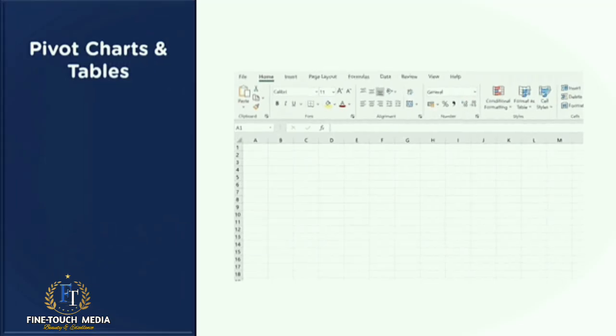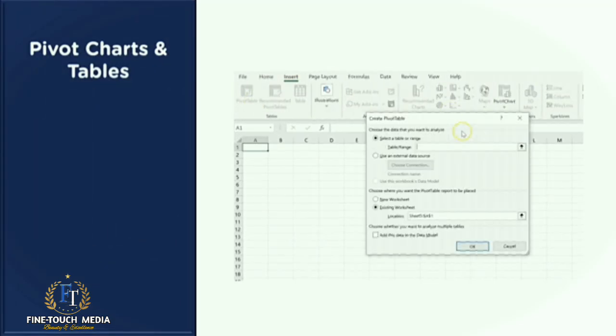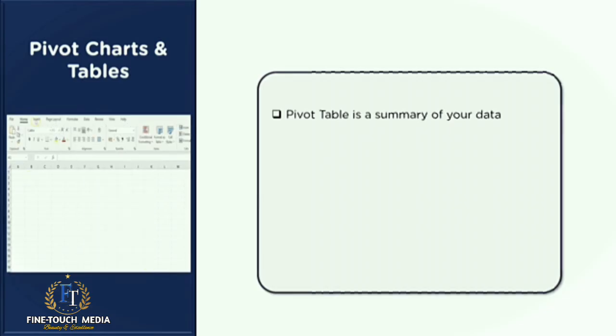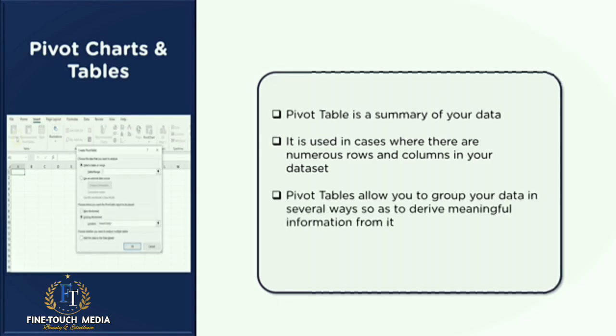Now let's learn about pivot charts and tables, which is one more very useful feature of Excel and which allows you to work with your data or perform data analysis. Now, pivot table is a summary of your data. It is used in cases where there are numerous rows and columns in your data set, and it allows you to group your data in several ways so that you can derive meaningful information from it.